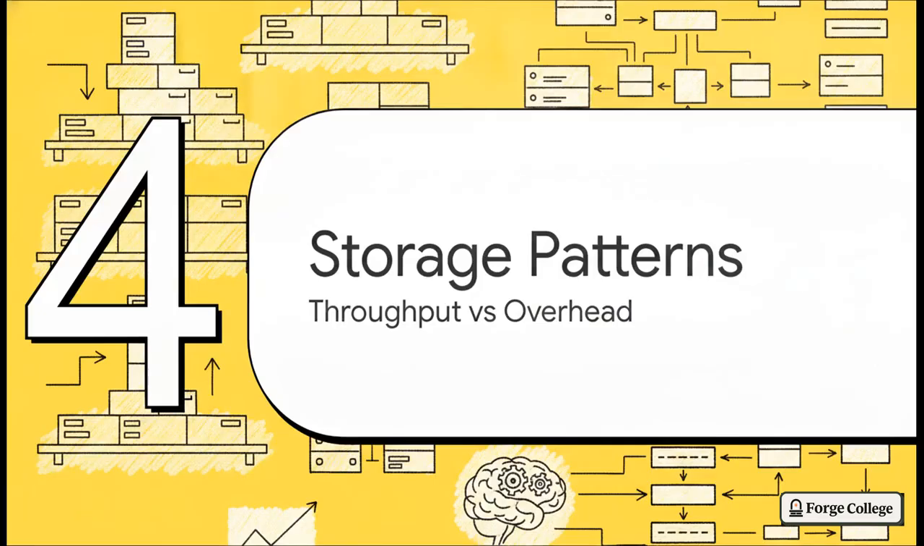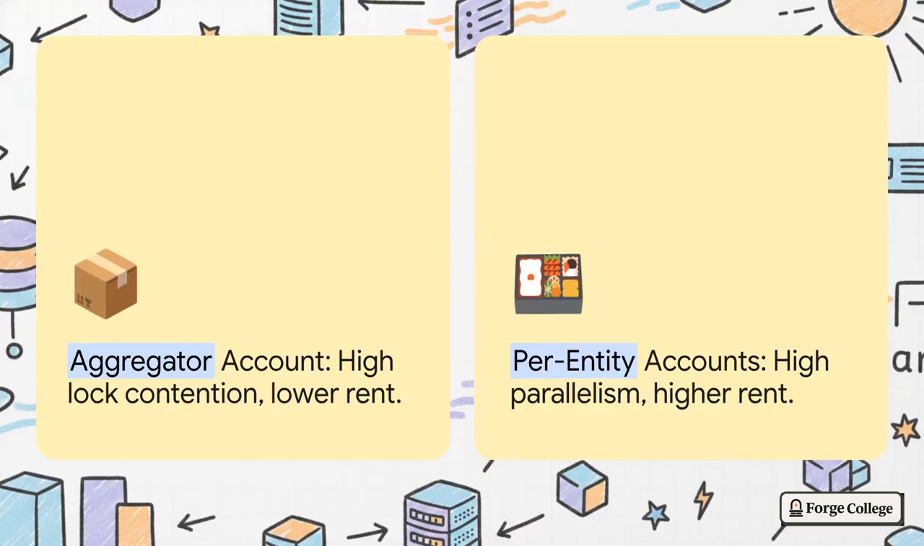Section 4. Storage patterns, throughput versus overhead. Now, what's really interesting about this slide is how we arrange these boxes on the shelves. Exploring these architectural choices is a huge part of our Forge College learning tracks, because it brings us to the ultimate Solana trade-off.